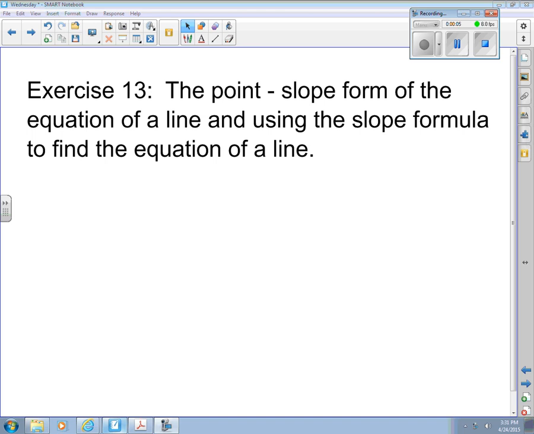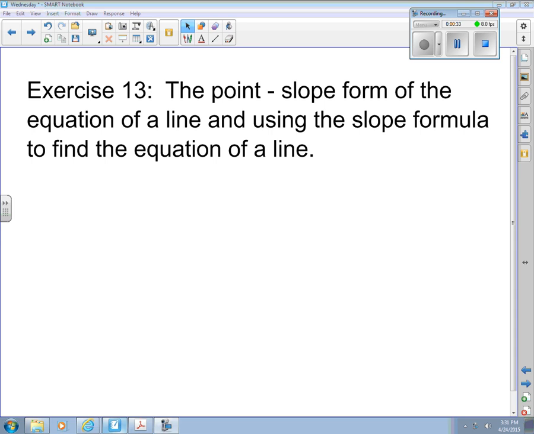Hello again, everybody. Today we're going to take a look at exercise 13 in our analytical geometry booklet. The focus of the lesson is a new form of the equation for a straight line, a linear equation, something called the point-slope form of a line. Then we tackle some problems where we get to use that new formula to solve for the equation of the line when we're given a point and a slope.